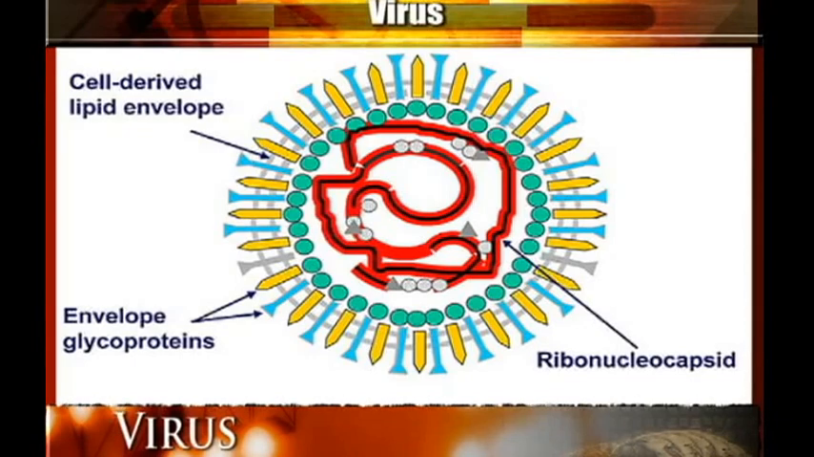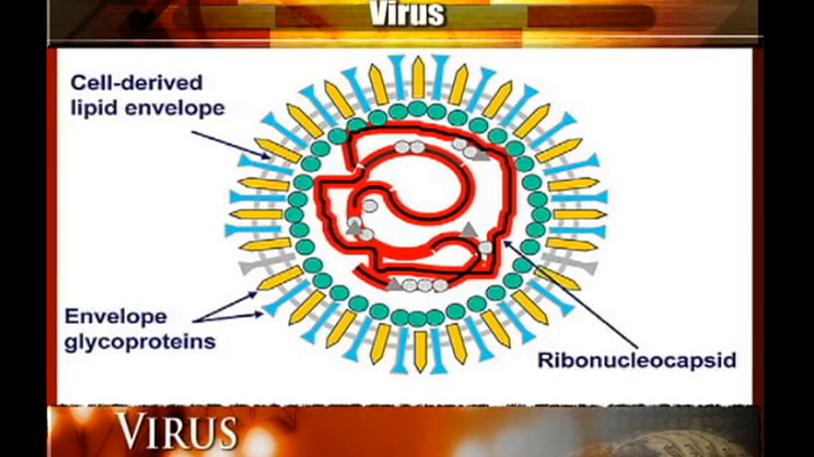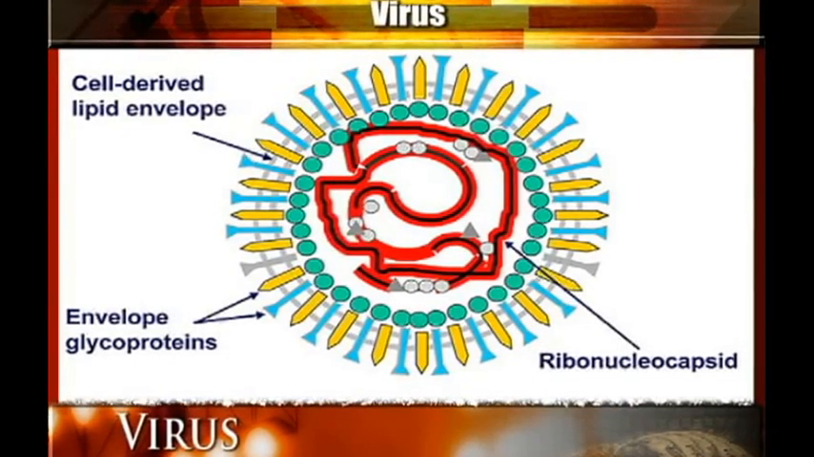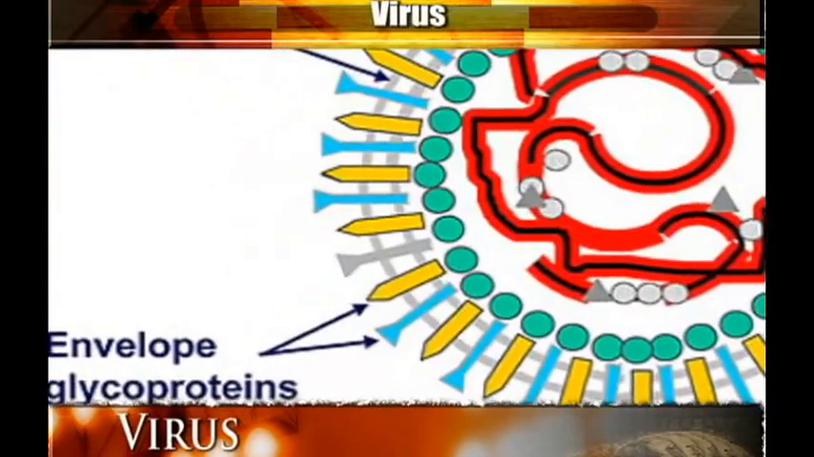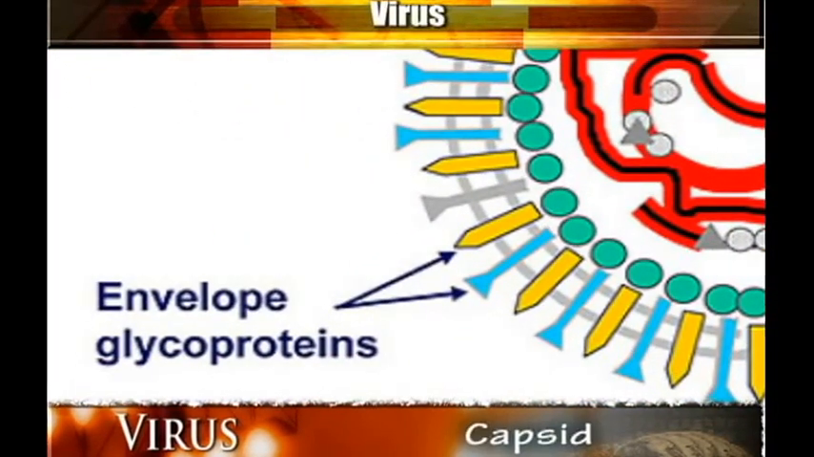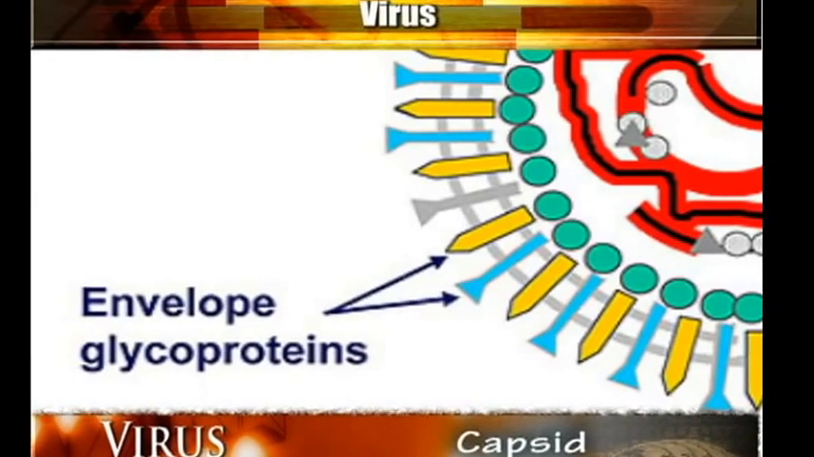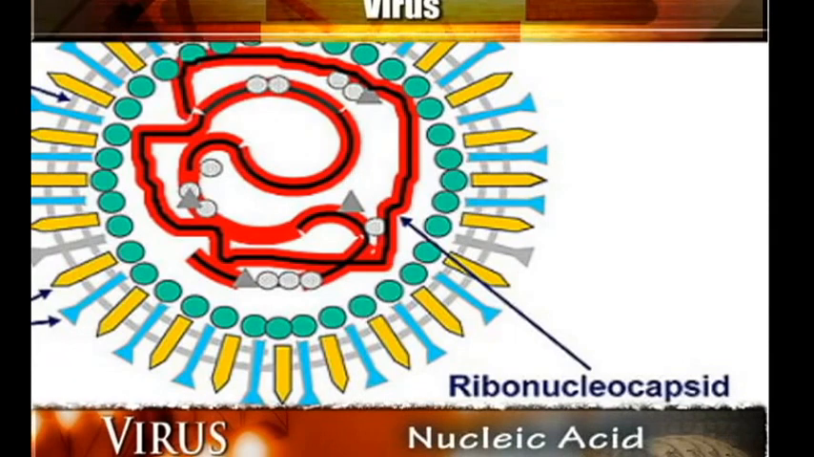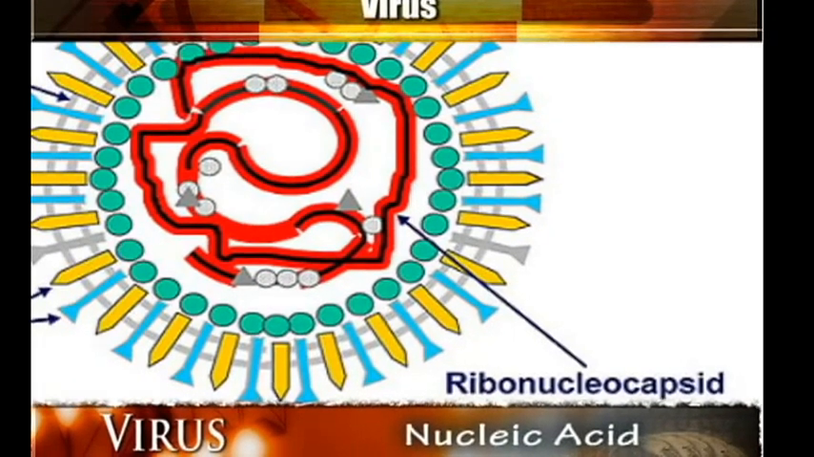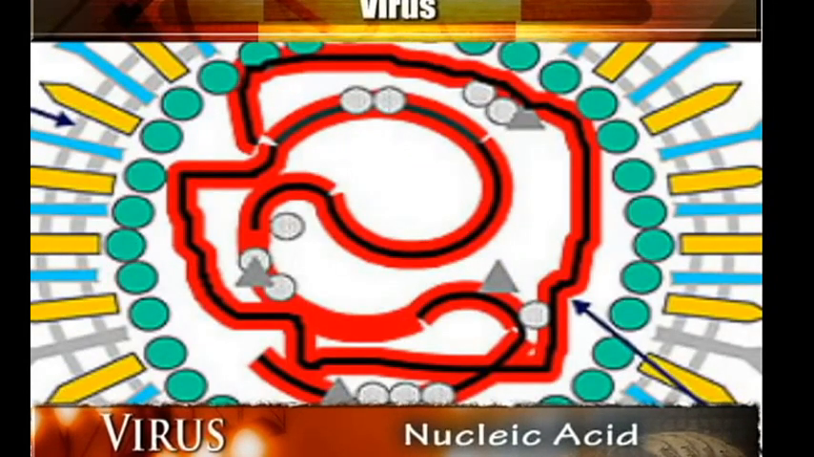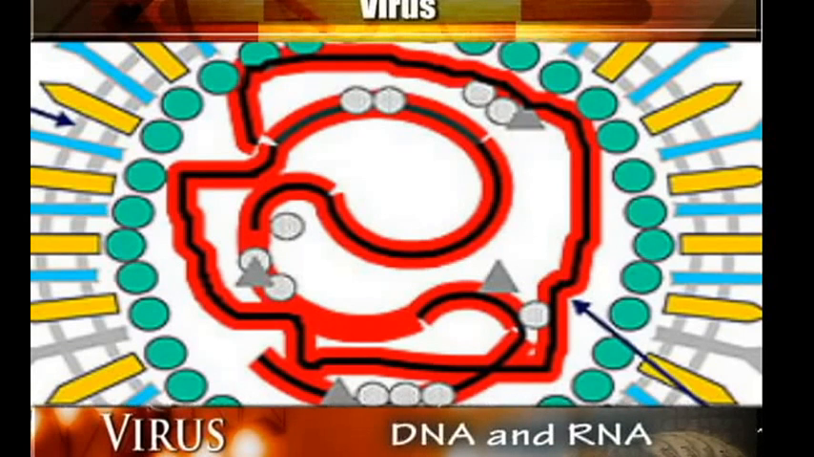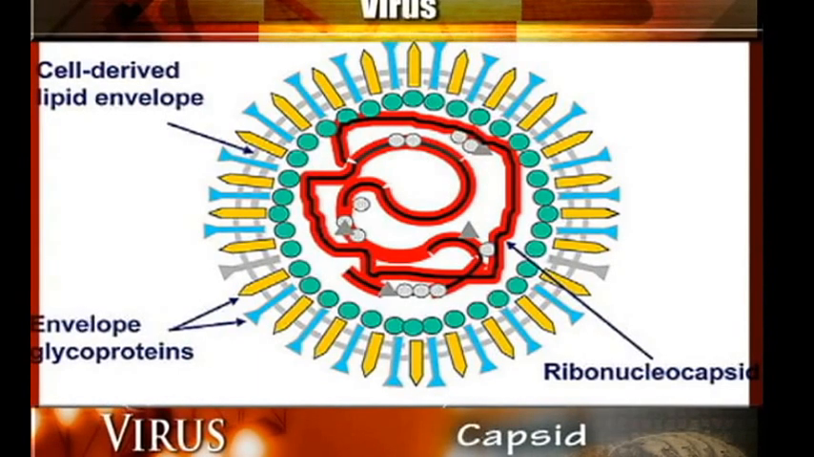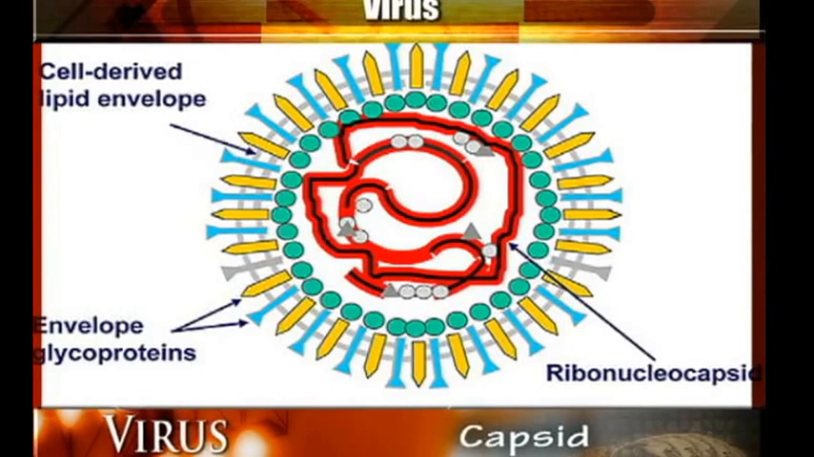Now, the virus is composed of two parts. It has the outer part, which is made up of protein, and it is called the capsid. Then it has the inner part, or the inner core, of nucleic acid. The core inside is made up of nucleic acid, like DNA or RNA, and the outside protein is called the capsid.